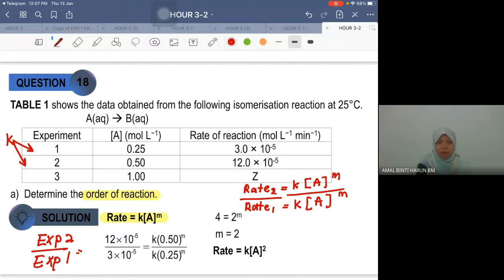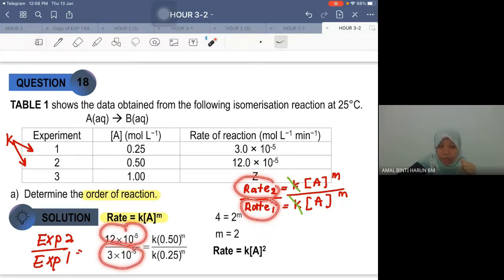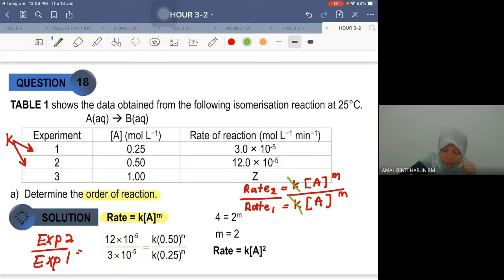K bagi setiap tindak balas hanya berubah disebabkan oleh catalyst dan juga temperature. Okey, disebabkan K eksperimen 1 dan 2 sama, kita boleh cancelkan. Okay, right. Lagi kita substitute apa yang ada. Rate 2 is 12, rate 1 is 3 exponent negative 5, and then K kita dah cancel sebab dia eksperimen yang sama, and then substitute the concentration experiment 2 divided by experiment 1, power of M.